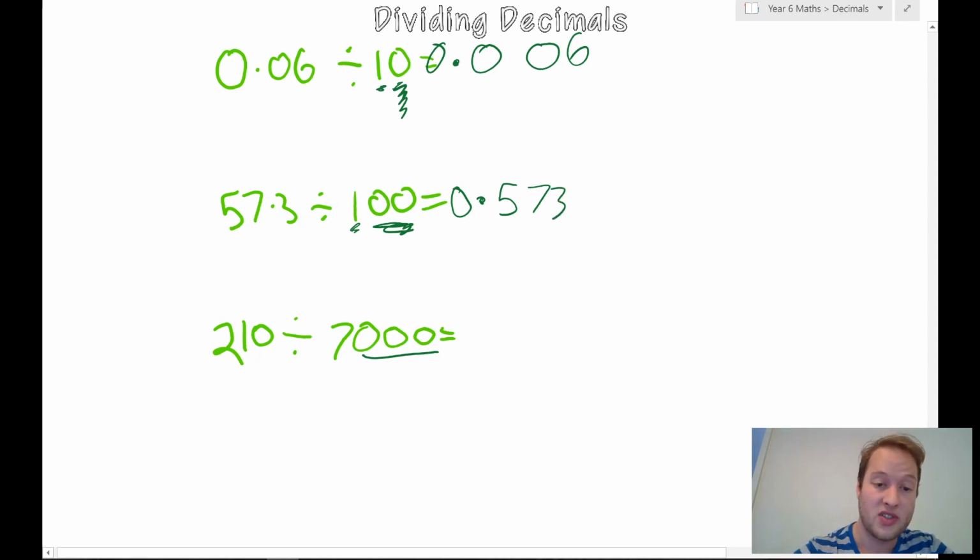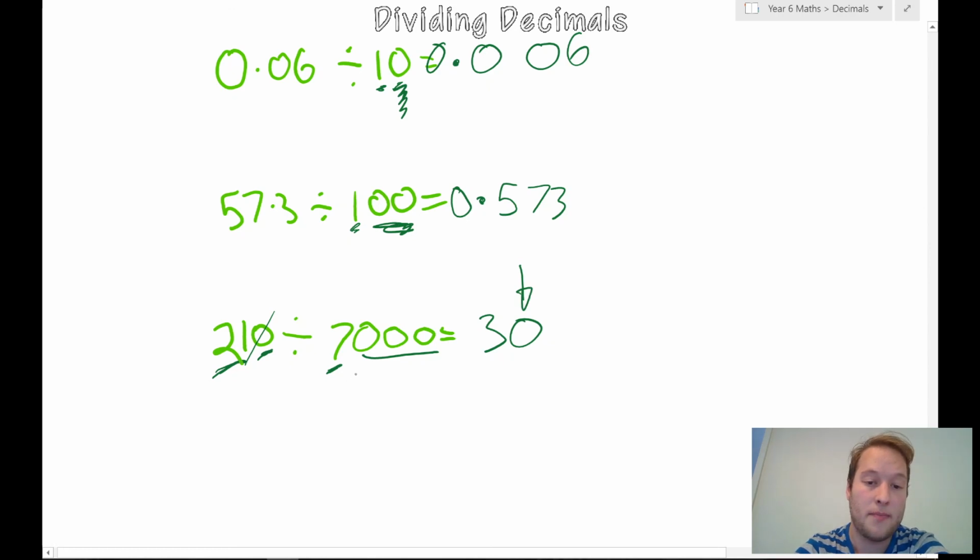Final one, what happens if it's not a 1? So I've got a 7 here, so I've got 7,000 rather than 1,000. Let's go 21 divided by 7 to begin with, which is 3. And then let's look at our 0. So I've got a 0 here, so I can write that in if you want to.